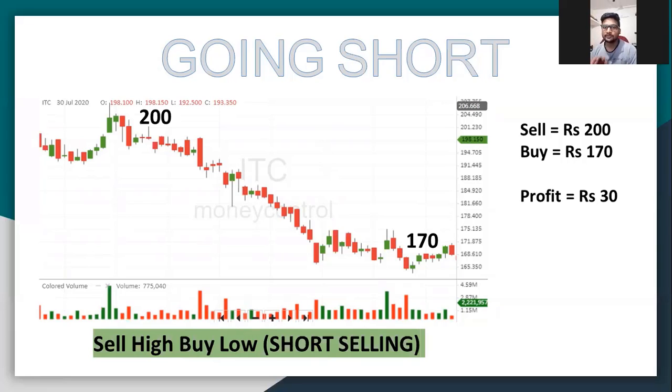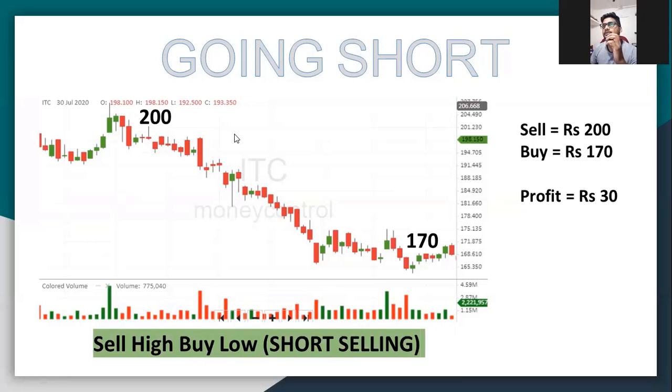The brokers lend you these shares, and you promise to return them when it reaches your desired price. So suppose it reaches 170, right? And suppose you sold it at 200. At 200 you borrowed these shares from your broker, that is you decided to sell them, and later when it reaches the mark of 170, you decided to buy those shares back to return them to the broker. So you buy these stocks back.